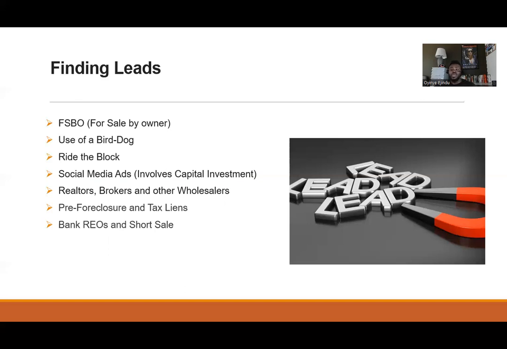Bank REOs and short sales, people need this help, right? So when the bank is taking over a property, it's called a bank real estate owned. You have the ability to purchase these properties directly from the bank for a lot cheaper, or even from people who might not be able to pay their mortgage and are willing to sell the property to you because the bank has approved the short sale. So again, this is just a few ways of finding leads.